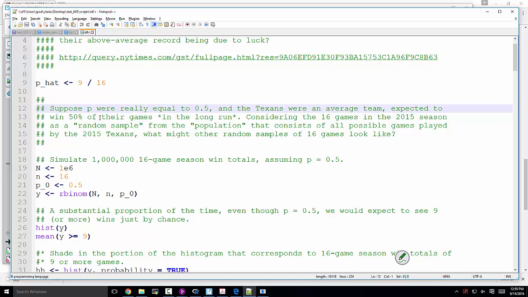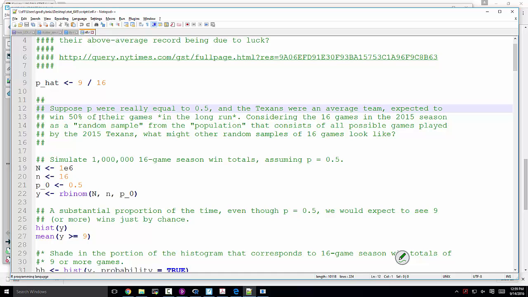In this example, we have a team, and they either win or lose each game. An inferential question would be, given these data, 16 games, 9 wins, is that consistent or not with this team being above average? It would be above average team if its P is bigger than 0.5, say. If this team tends to win more than half its games, then we would call it an above average team.